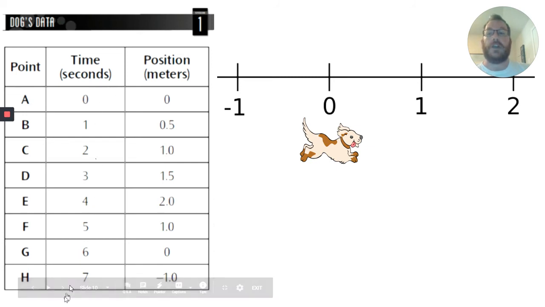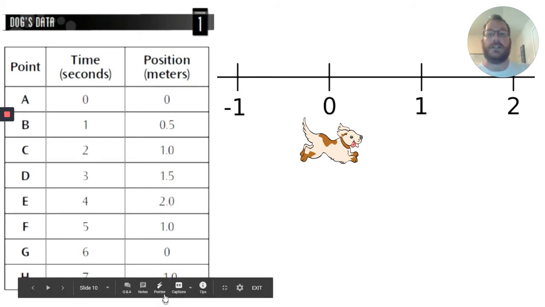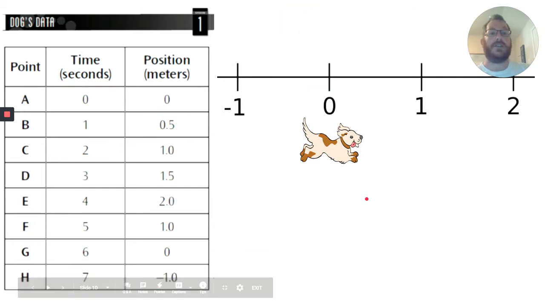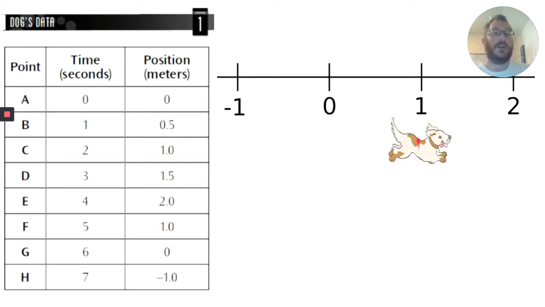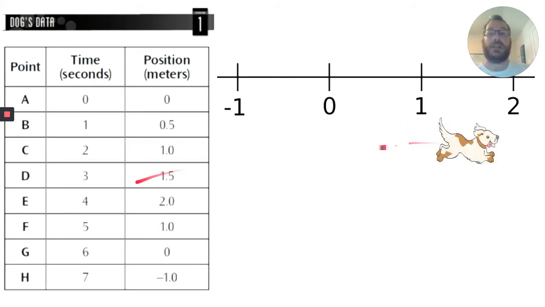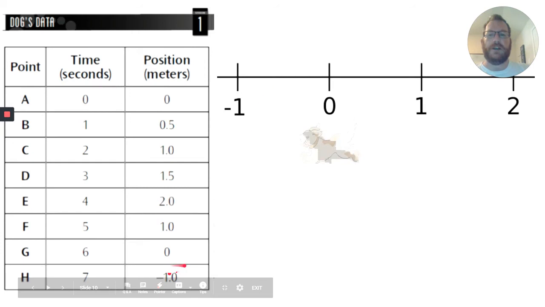And we look at it for 7 seconds to see what it's doing. We can see after the first second, it goes half a meter, then another half a meter, another half a meter. By the time it gets to 4 seconds, it's over at 2. But then take a look. It turns around and it goes to 1, then to 0, and then it goes to -1, right?